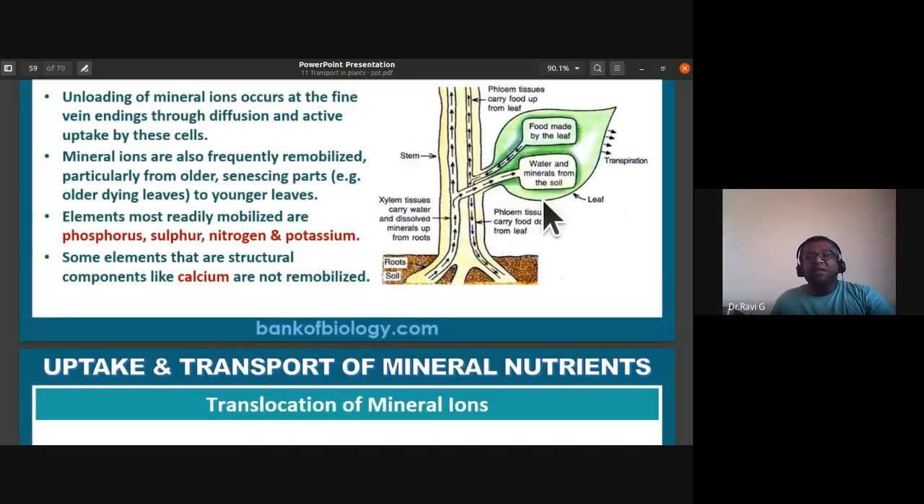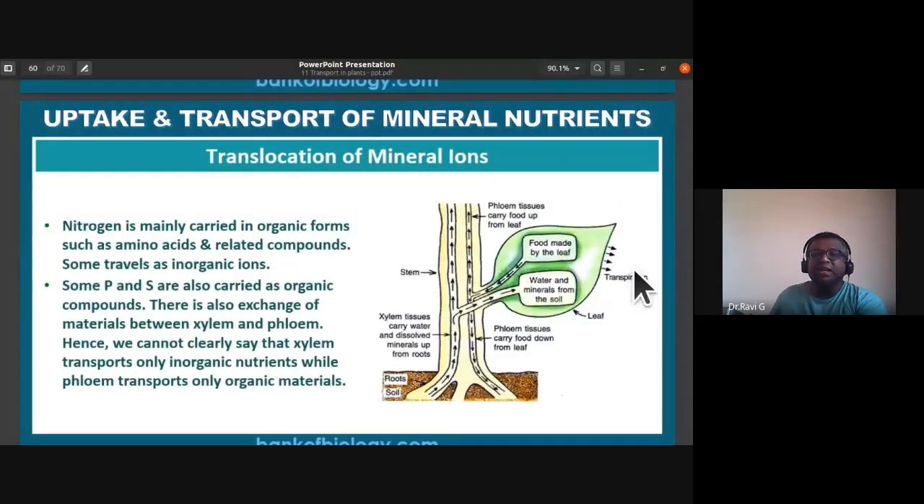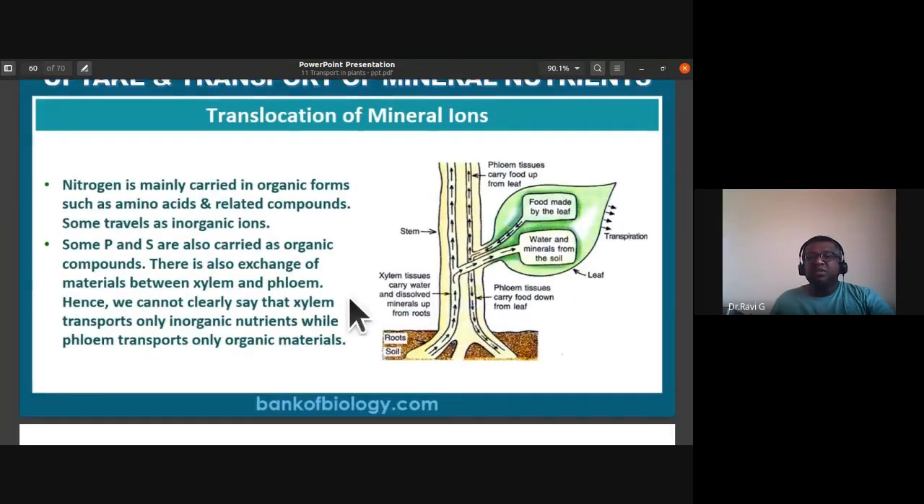Some of the elements that are structural components cannot be remobilized, like calcium, which is a structural component and cannot be remobilized. So nitrogen is mainly carried in organic form as amino acids and related compounds. Some of this nitrogen also travels as inorganic ions. Okay, phosphorus and sulfur are also carried as organic compounds.